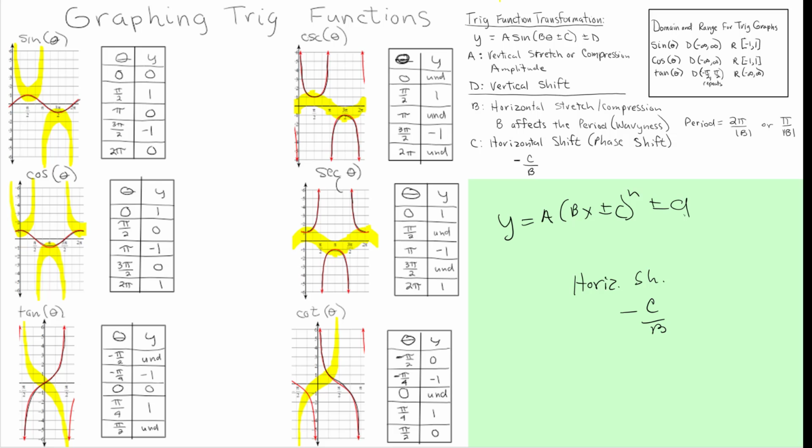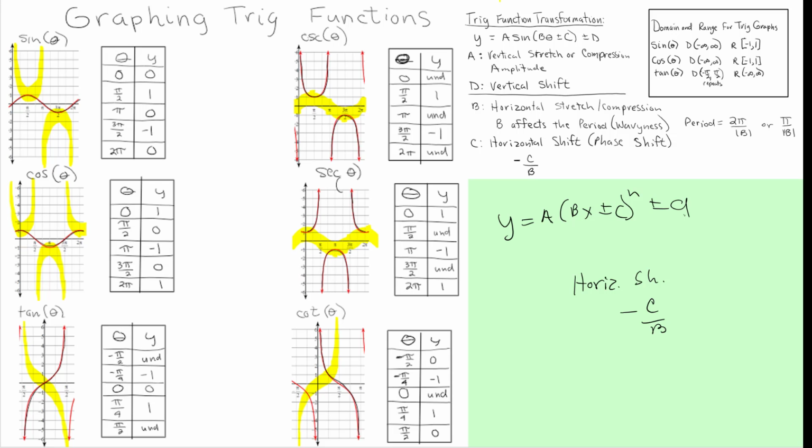It's just, notice in red, that's the basic parent function. So the basic parent function for sine looks like this, and cosine is just off by 90 degrees. If you move this 90 degrees to the left or the right, those would have the same graph. And then tangent, you've got some vertical asymptotes at negative pi halves and pi halves.